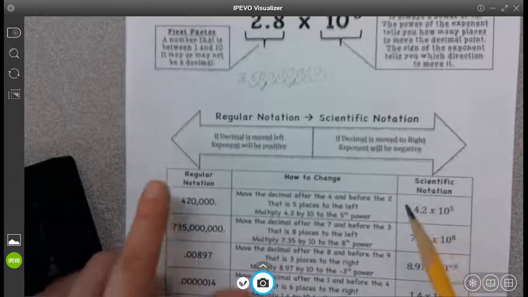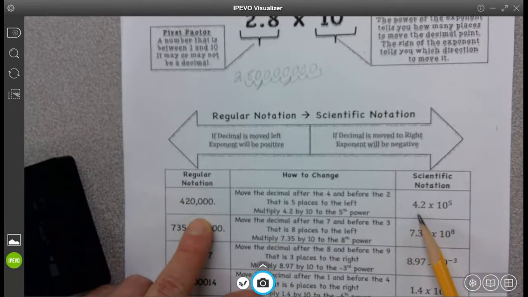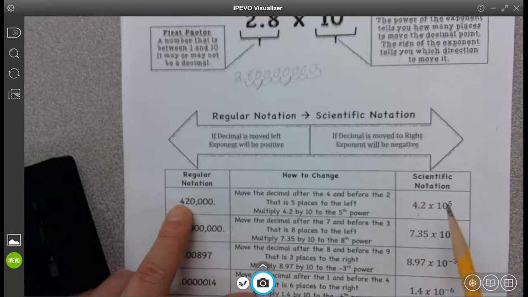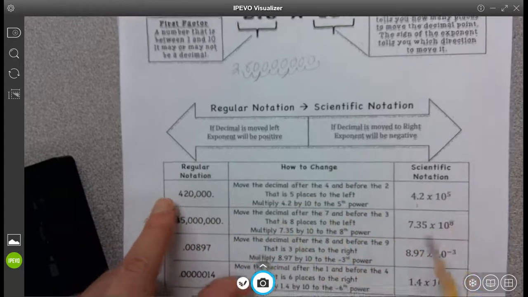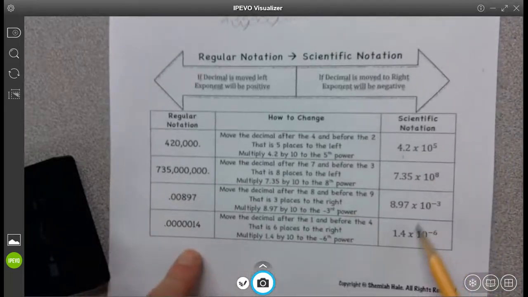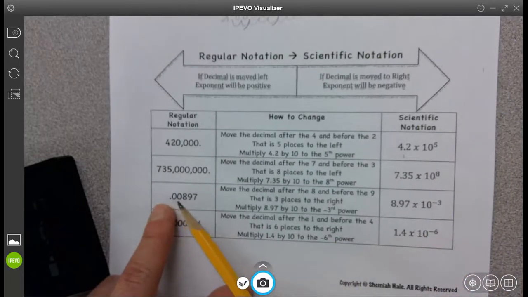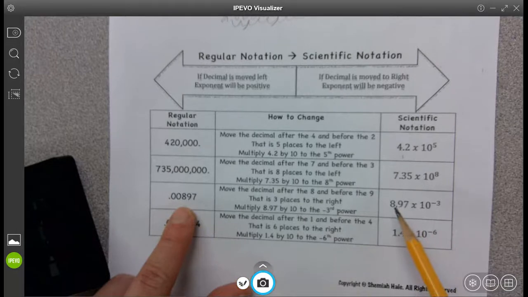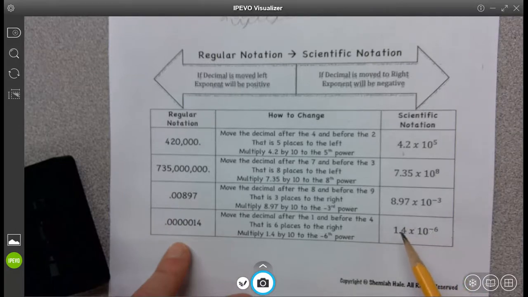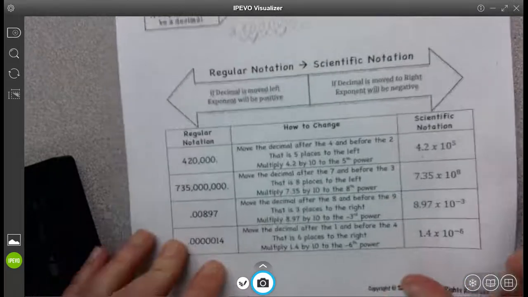Okay, so regular notation versus scientific notation. If the decimal is moved to the left, the exponent will be positive. So if I take this and move it to the left, then it's positive. I made the bigger number smaller, so it's positive. Okay, so that works for the first two. On the bottom two, it's a very small number. I made it bigger in a sense by making it 8.97. So really it's negative, meaning I made it bigger than what it was. A negative means I made it bigger than what it was.